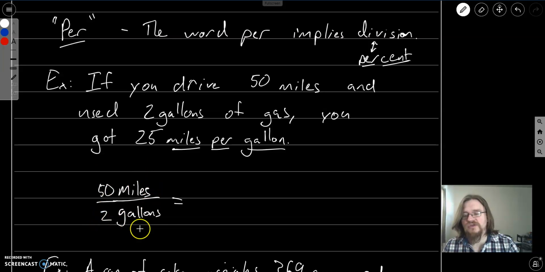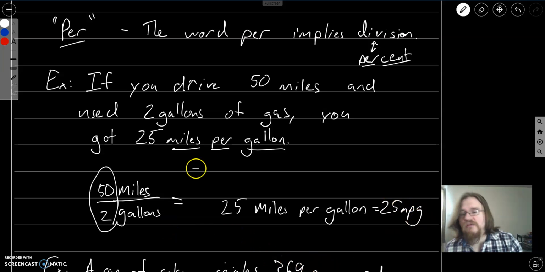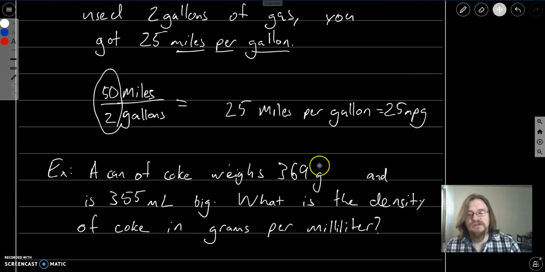And what we do is the units, if we're dividing miles and gallons, we are going to get the units that are miles per gallon. And then the rest of the numbers, we just do this operation. So here we have 50 divided by 2, which is going to be 25. And miles per gallon is often abbreviated MPG, so we could also write this 25 MPG. But again, per just means divide. So that's all there is to it.